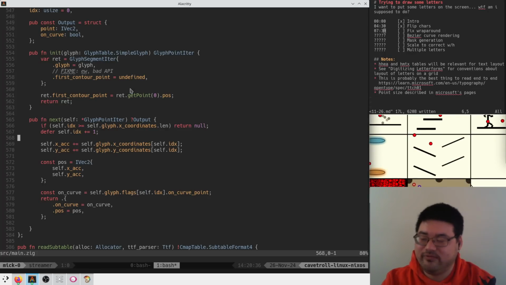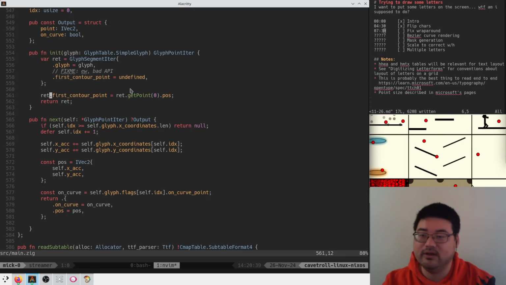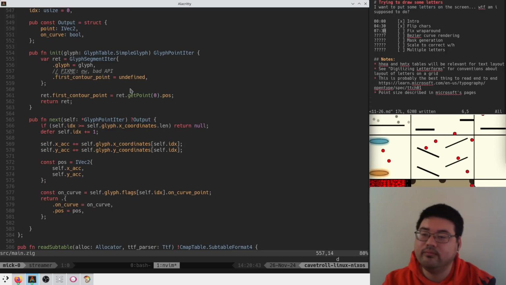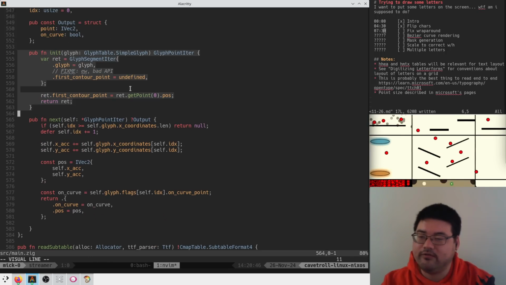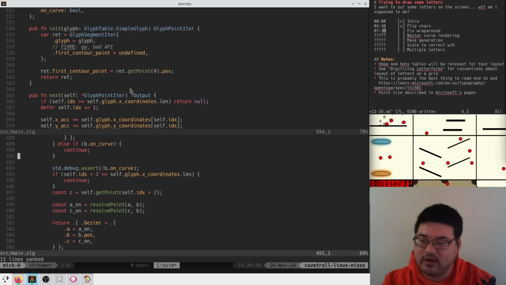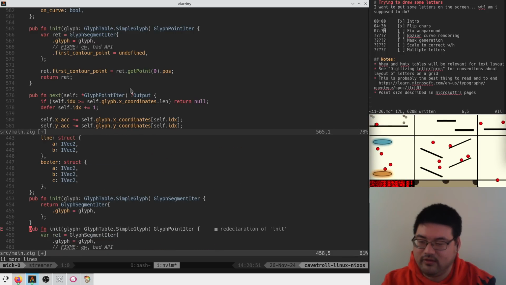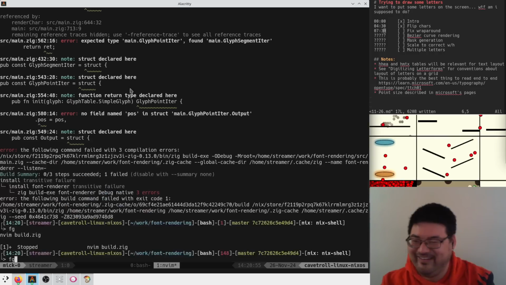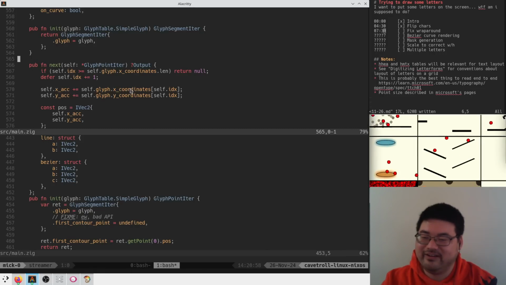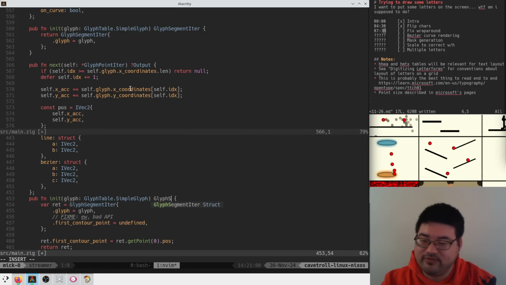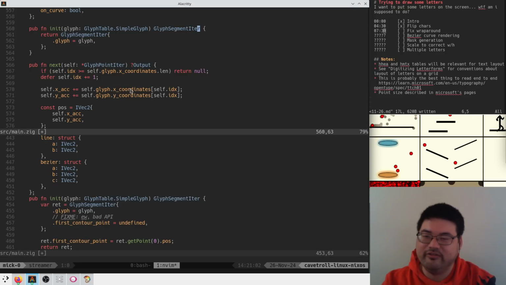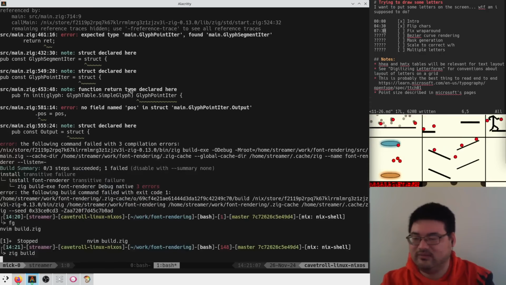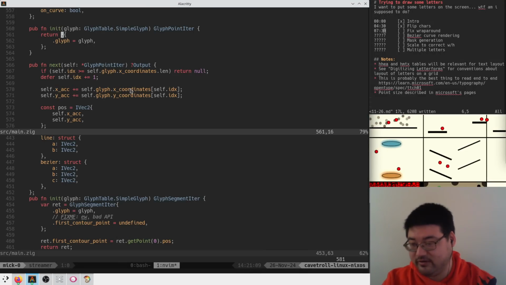Okay. 562 is mad because, oh, I messed up. Oh my god, dude. This is what I get for copy pasting. Okay. Now are we good? Glyph segment iter here. Glyph point iter here. There we go. We're getting closer.